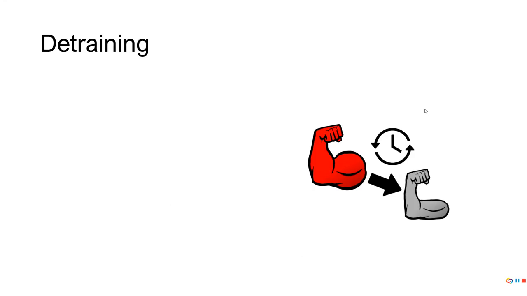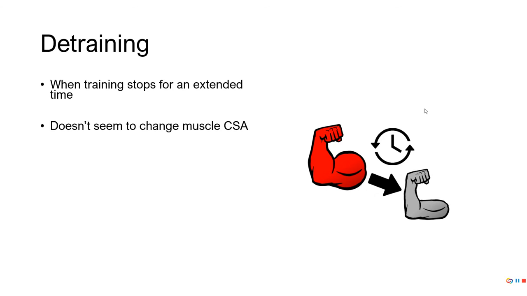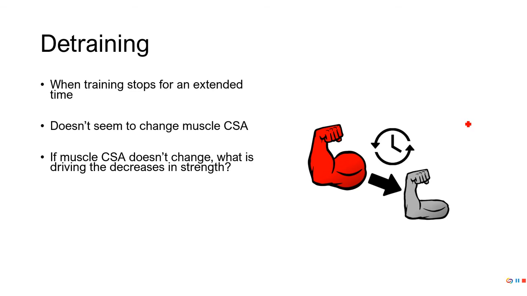But we can also have what's called detraining. This is where you're just not training to the same intensity, and this happens over an extended period of time. What's interesting about detraining compared to atrophy is that with detraining you're still using the muscle, just not as much, and it doesn't seem to have a whole lot of effect on cross-sectional area. So if you don't have as much change in cross-sectional area, what's causing the decreases in strength? The answer has got to be reduced neural drive. You're not able to send out those signals.